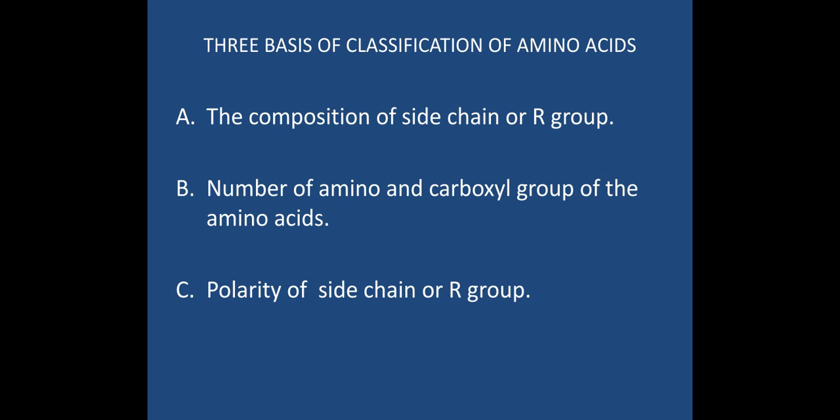Classification of amino acids. There are three ways by which we can classify the amino acids. First, we can classify the amino acids on the basis of the composition of side chain or R group. Second, we can also classify the amino acids on the basis of the number of amino and carboxyl groups. And the third way of classification is on the basis of polarity of the side chain or R group.